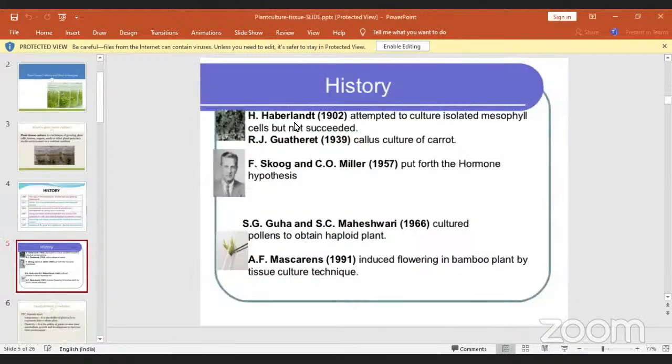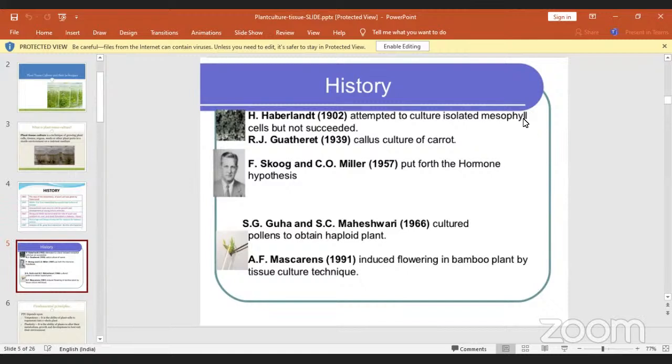Next you see, in the year of 1902, Haberlandt attempted to culture isolated mesophyll cells, but did not succeed. Mesophyll cells are mainly present in the leaves. Mesophyll cells are nothing but chloroplast containing cells. So in 1902, Haberlandt did not succeed by using mesophyll cells.